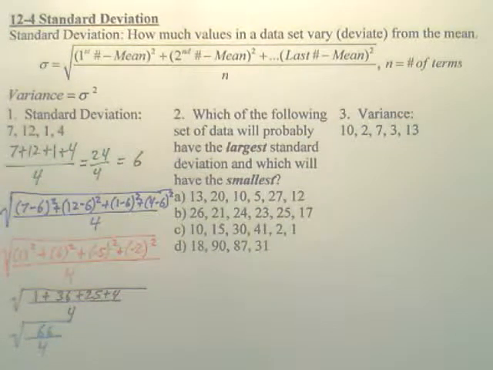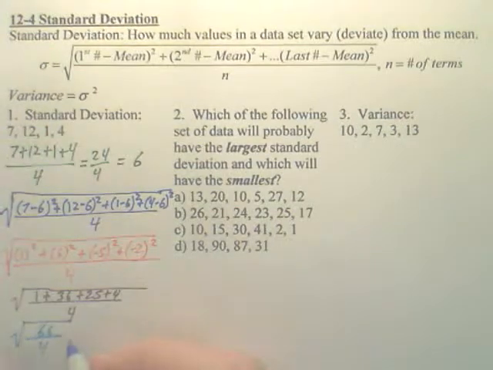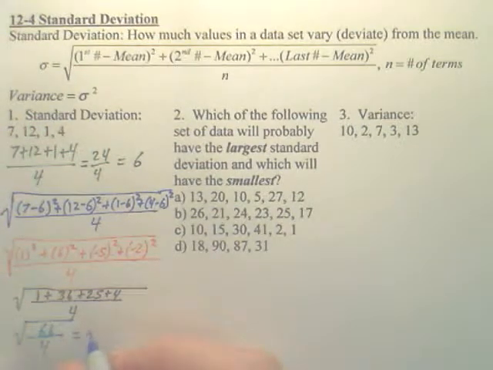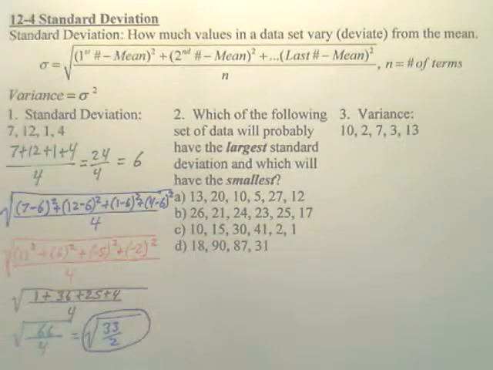And you don't have to take weird square roots like this. Just simply, can you reduce what's inside? That would be 33 over 2. If you had a calculator, you go farther. Otherwise, that's your answer.